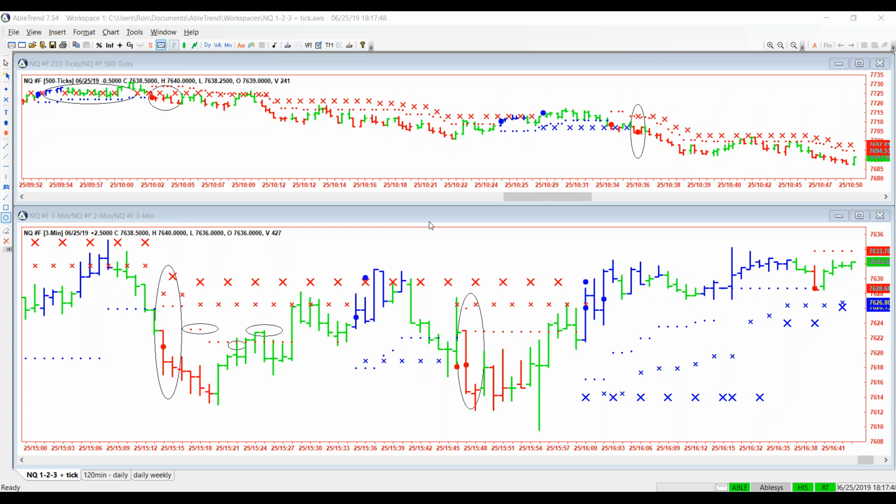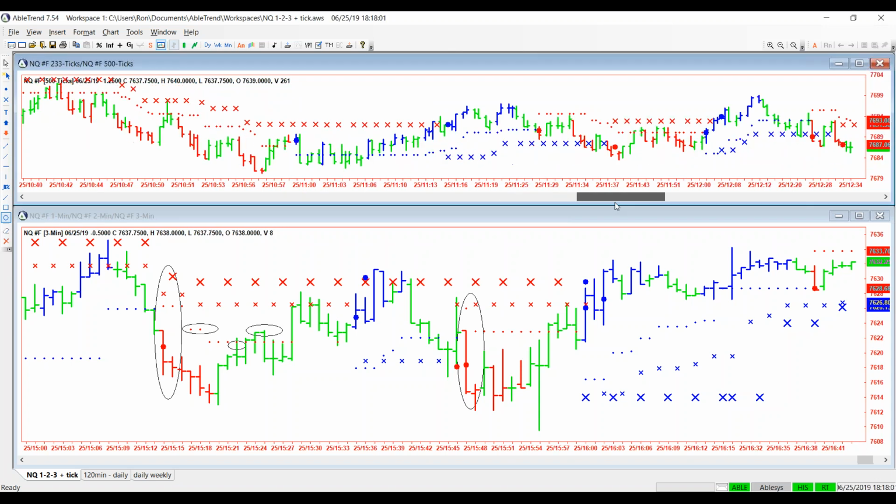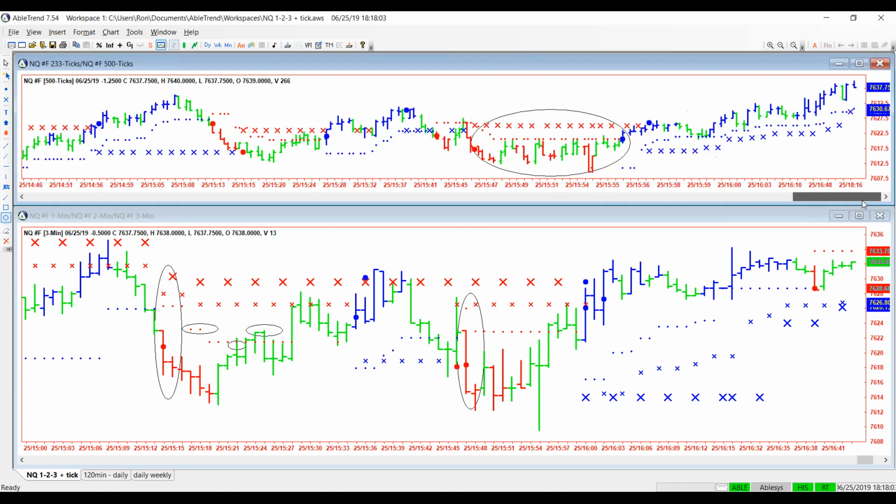So here we go, Alan. Well, this is how I do it, Alan. I don't just use the 1 minute, 2 minute, 3 minute chart only. I also use the tick chart in conjunction. They both have to agree before you make a trade. It just puts more of the odds in our favor. Yes, ES and CL worked very well today using Abletrend signals.